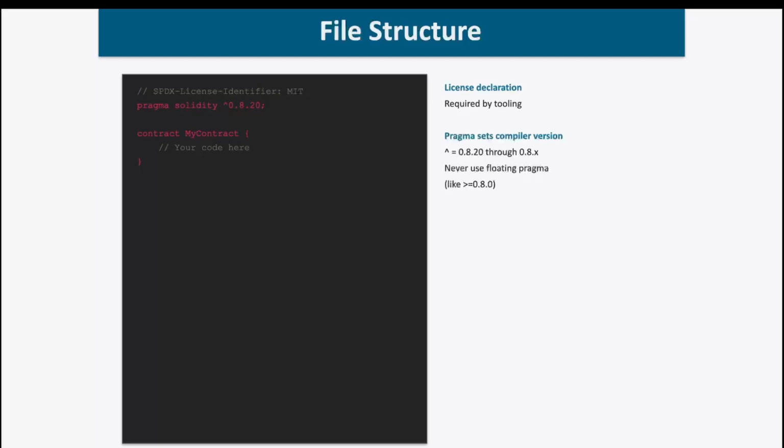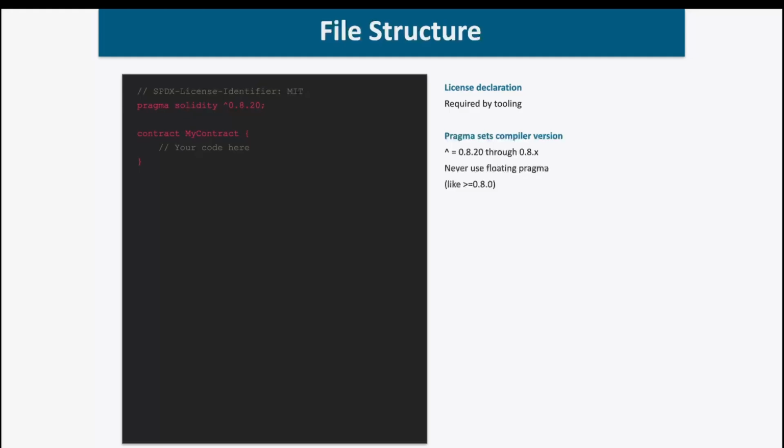On our second line, we have pragma solidity ^0.8.20. This line tells the compiler which version of Solidity you're using. The pragma keyword means this is a compiler instruction. ^0.8.20 is a version constraint. The caret symbol means the code is compatible with version 0.8.20 and higher, as long as it's still in the 0.8 series. So ^0.8.20 means 0.8.20, 0.8.21, up to 0.8.99, but not 0.9.